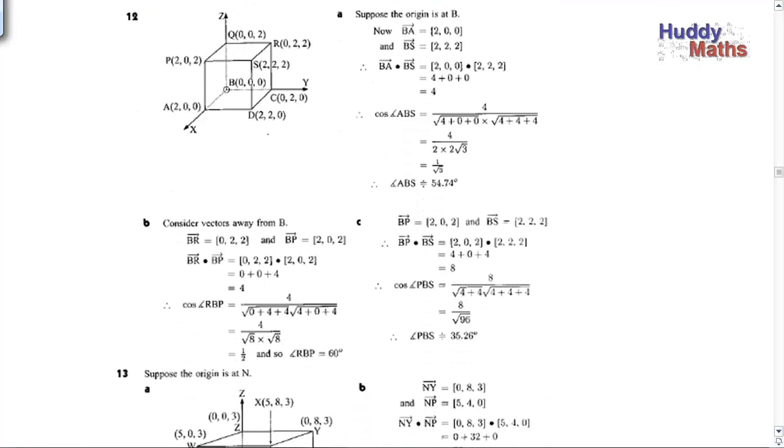A few bigger problems here. Notice the assignment of coordinates and bringing in a grid system. Okay, let's go to 13. See what you think. 14. Let's see the rest of 15. And 16 there.